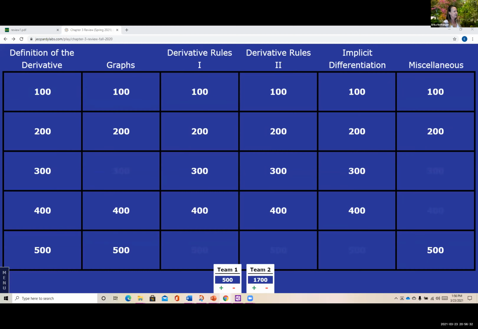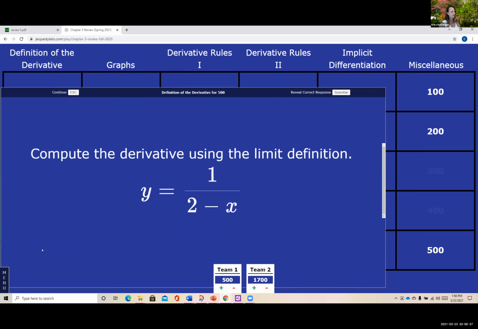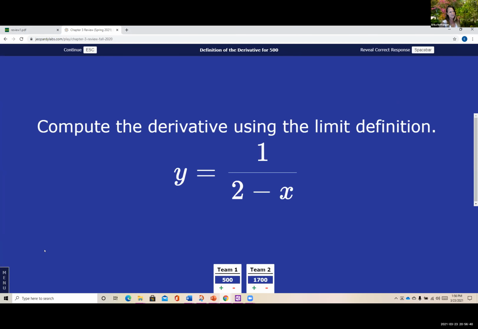Okay, so I actually chose definition of derivatives for 500. So compute the derivative using the limit definition. So y equals 1 all over the quantity 2 minus x. So there might be one on the exam where I ask you to use the formal definition of the derivative to find the derivative. And so this would be a great question to do that on. So pause the recording if you were not watching this live and try it.